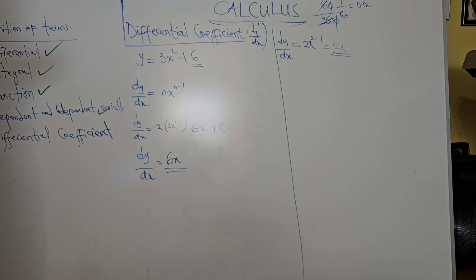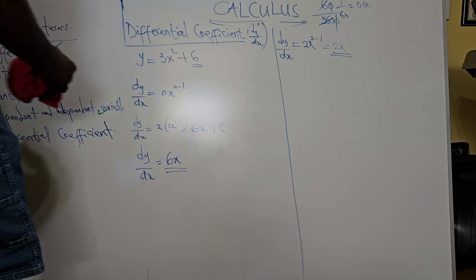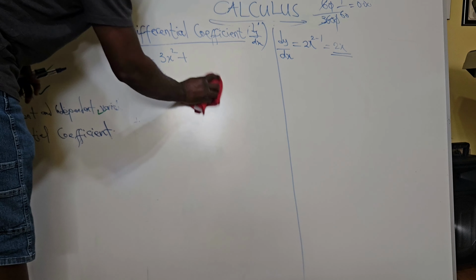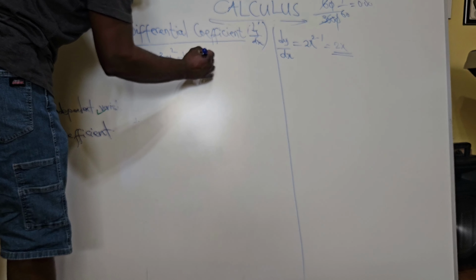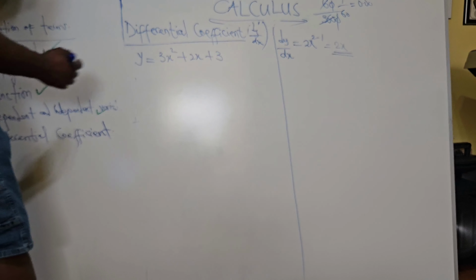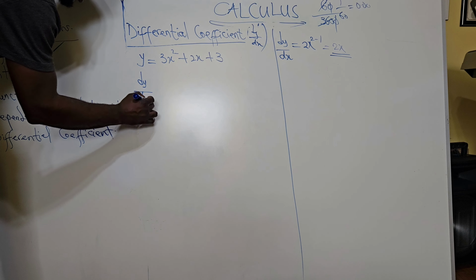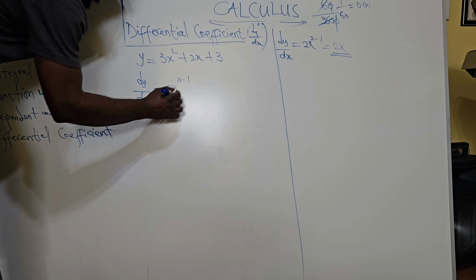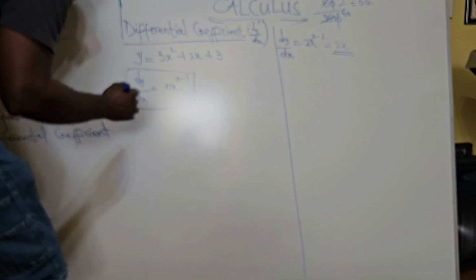Let's do another example. Example 2, say you have something like 3x squared plus 2x plus 3. How do you differentiate this? So this one becomes dy over dx. The same thing. Don't forget the rule. We're going to use n x to the n minus 1, right? We're going to use that rule. That's what we're going to use right here. So let's do that real quick.